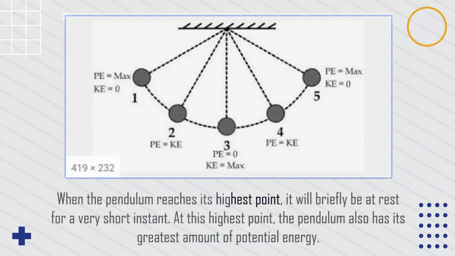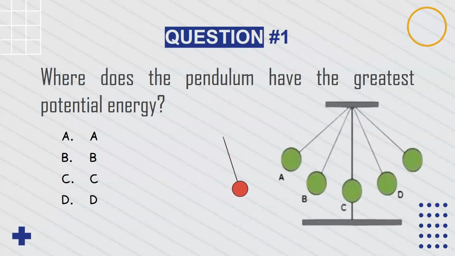So this only shows that when the pendulum reaches its highest point, which is 1 or 5, it will briefly be at rest for a very short instant. At this highest point, the pendulum also has its greatest amount of potential energy. So bakit mataas yung potential energy? Because it will be at rest for a very, very short instant. So there you have it. The correct answer to this one is A.